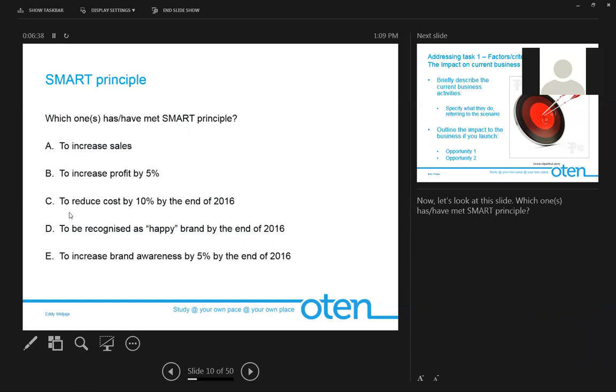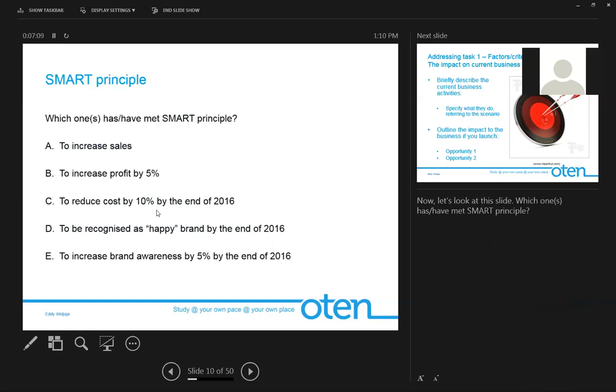If you look at C, for instance, to reduce cost by 10% by the end of 2016. Is that specific? Yes, it is specific. This objective is actually about reducing costs. Reducing costs is the objective. So this objective does not talk about any other objectives such as sales or customer loyalty and so forth. It's specifically about cost.